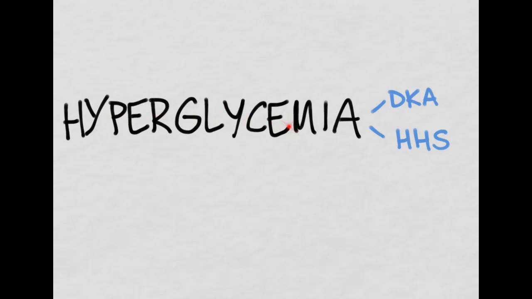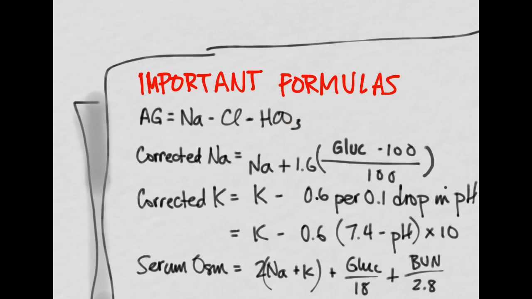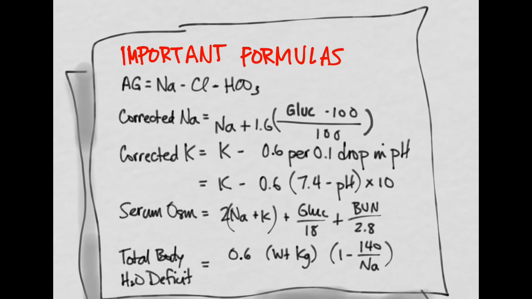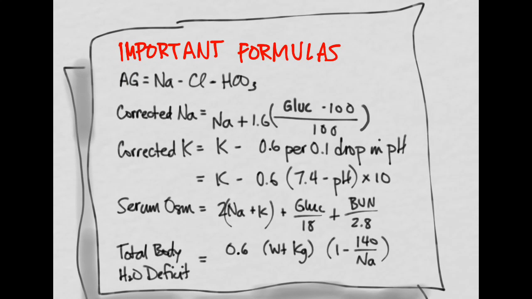So let's resume with our talk of emergencies of hyperglycemia, namely DKA and HHS. Now, I hate to do this to you, but I got to. There are some formulas you need to know, and so you can pause it here and look at this if you want again. But let's go through these really quickly.